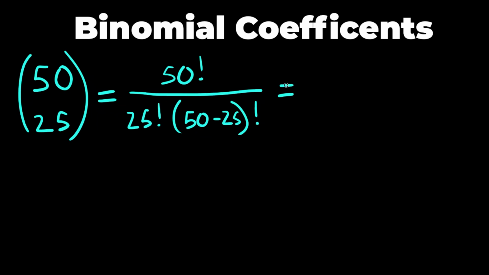And this gives us the value of 1.26 times 10 to the power of 14, roughly speaking. I mean, there's a few more digits off the end here, but roughly speaking. That's a lot of ways. And you find that the number of groupings you can get grows exponentially.